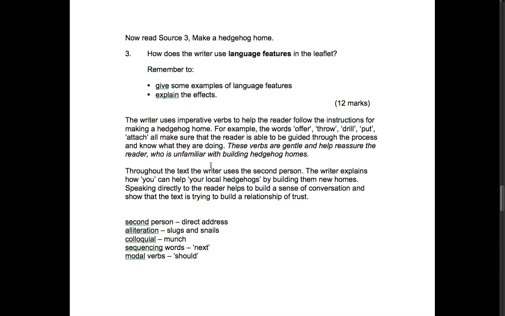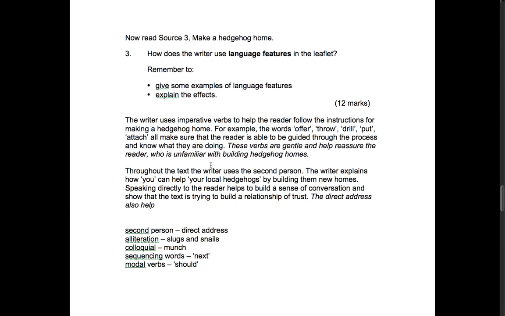I could also maybe extend that and say that I think what this text is also trying to achieve is to encourage people to take ownership of the wildlife around their gardens. So maybe I'll write that. The direct address also helps people to see their local wildlife as part of their responsibility.